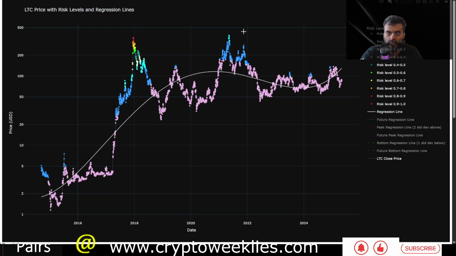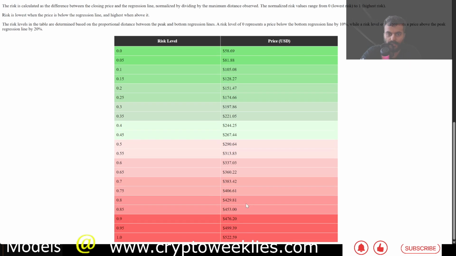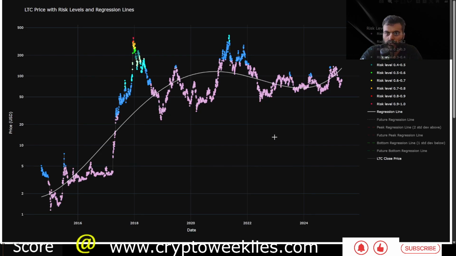If, let's say, the risk level per this model were to go to that 20 to 30% target, the price for Litecoin at that point in time could be somewhere between $128 and $200. So that is the lower end of the price prediction. The higher end is between 50% and 80% risk, between $290 and about $430. So that is a slightly bullish outlook for Litecoin.